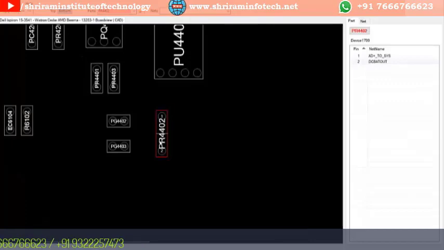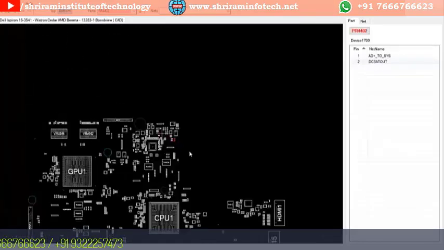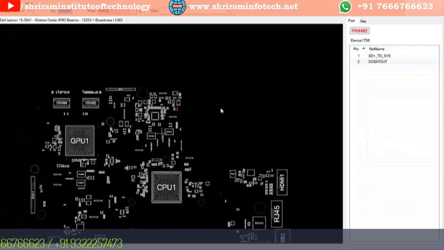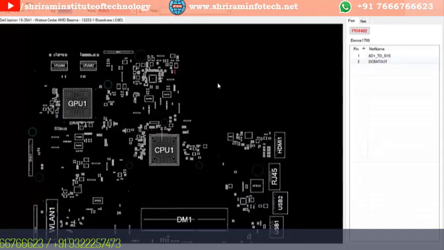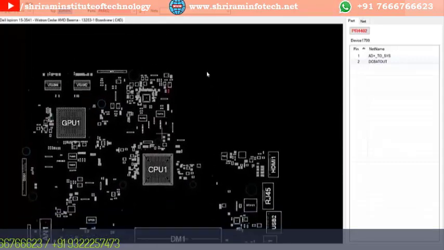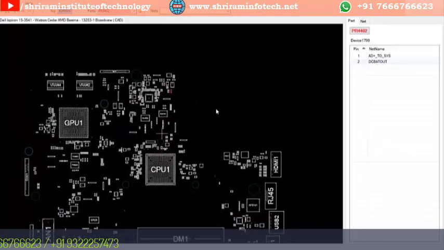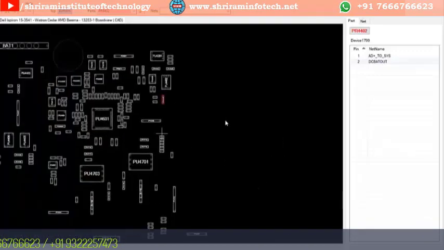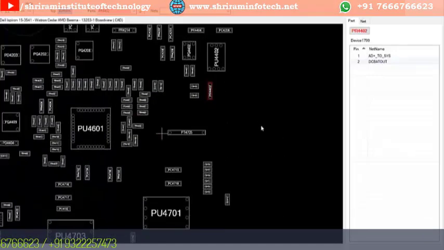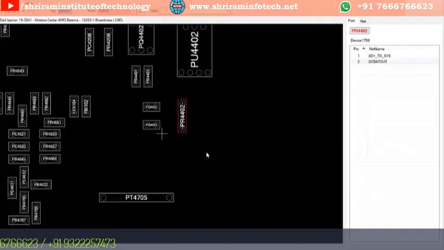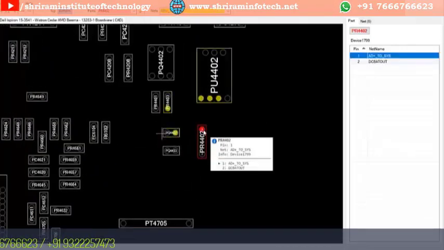See this one, this corner. Okay, this corner. So open a board, check the direction, check the location, zoom the board viewer by using a mouse like this, check the voltage here. It will show 19 volts.